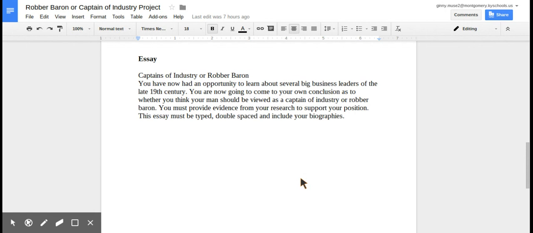Then you're going to get to your essay, where you've now had an opportunity to learn about big businesses, and you're going to come to your own conclusion as to whether you think your man should be viewed as a captain of industry or a robber baron. Now, your answer here needs to be a couple paragraphs. Tell me, from your research, what have you found out about him that proves he's the robber baron? What's some horrible things he did to his employees, or how he didn't use his money right? Or if he's a captain of industry, what's some good things he did for his employees? So really take some time to go through that research and find out everything that you can about him.